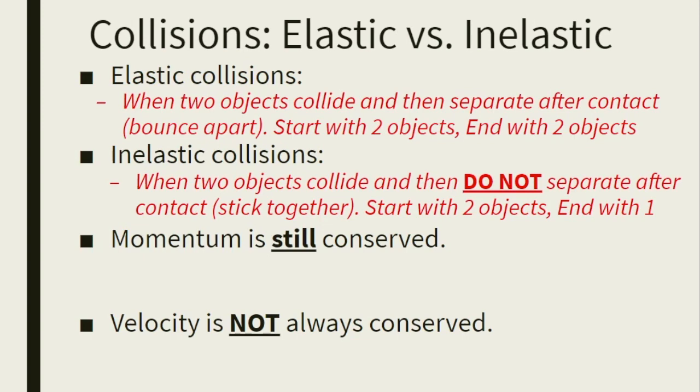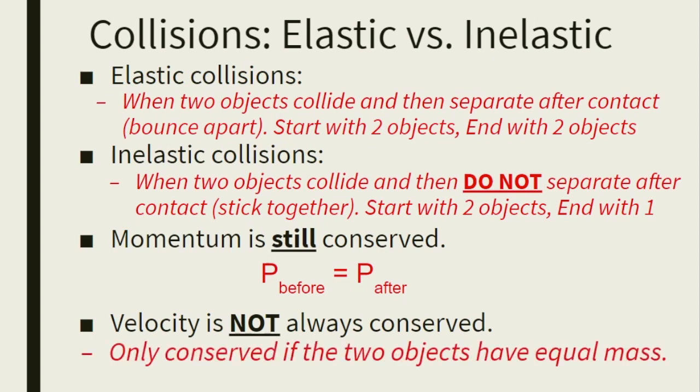Regardless though, in either of these collisions, momentum is still conserved. We know that the momentum before, or P before, is equal to the momentum after. But something important to note is that velocity is not always conserved. So it is only conserved if the two objects have equal mass.